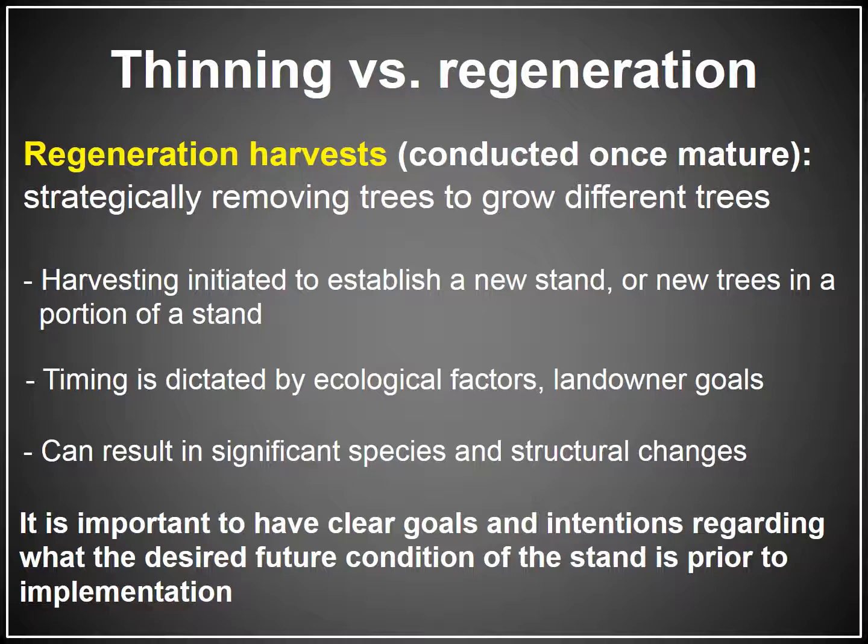Regeneration harvest can result in significant structural changes to the forest and also significant species composition changes. It's really important to make regeneration decisions with clear intentions regarding the desired future condition of the forest, both structurally and in terms of species composition.